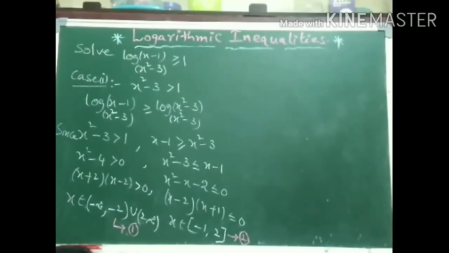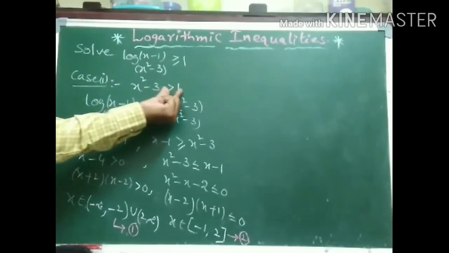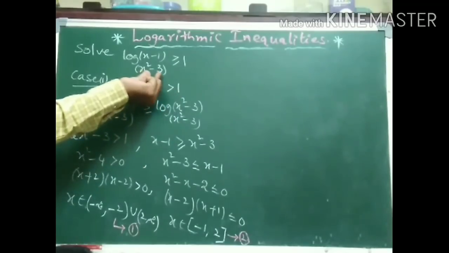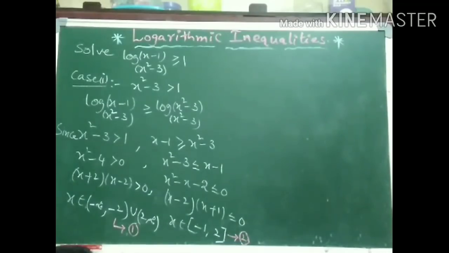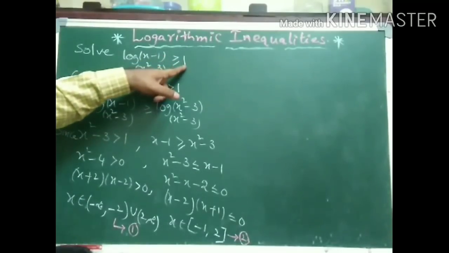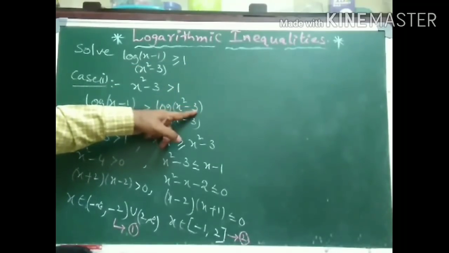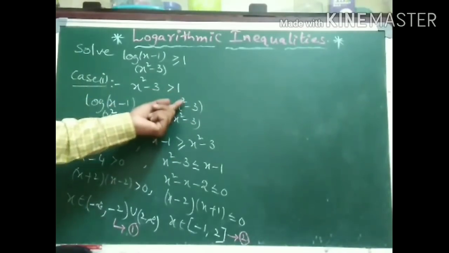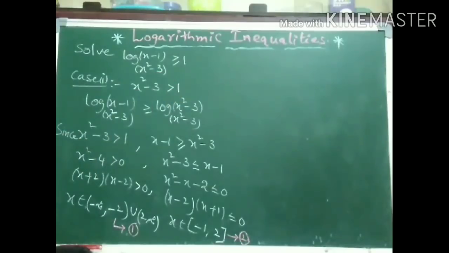So coming to case 1, that is base x square minus 3 greater than 1. If x square minus 3 is greater than 1, when base a is greater than 1, then the inequality holds the same. No change in the inequality. And moreover, this is the point you need to observe. 1 I want to mention as log of x square minus 3 to the base x square minus 3. Okay, 1 I want to just mention as log a to the base a. Now because a is greater than 1, there is no change in the inequality.